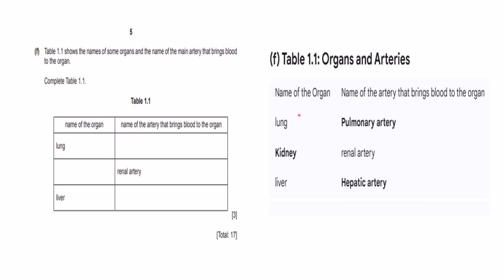Here is the complete table. Name of the organ, lungs; name of the artery that brings blood to the lungs, pulmonary artery. Name of the organ, kidney; name of the artery that brings blood to the organ, that is the renal artery. Name of the organ, liver; and name of the artery that brings blood to the organ, that is the hepatic artery.